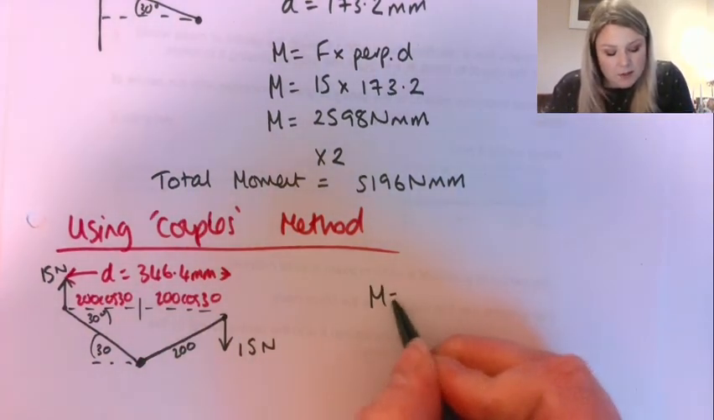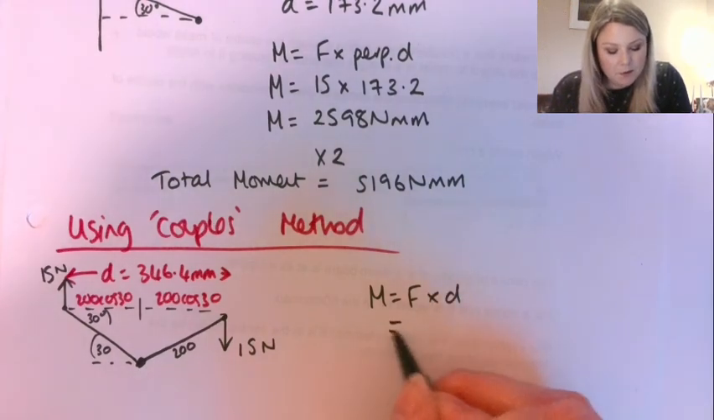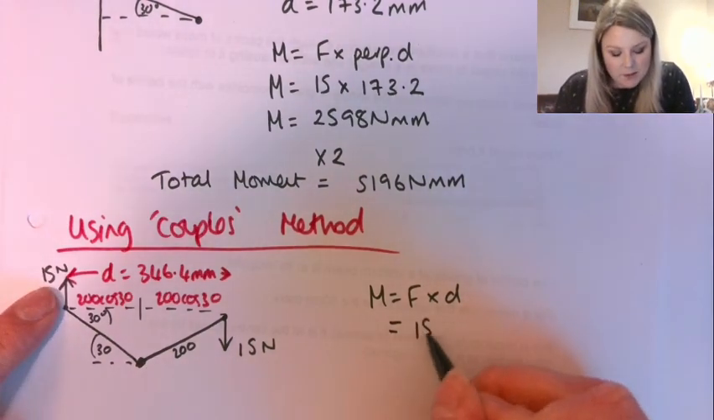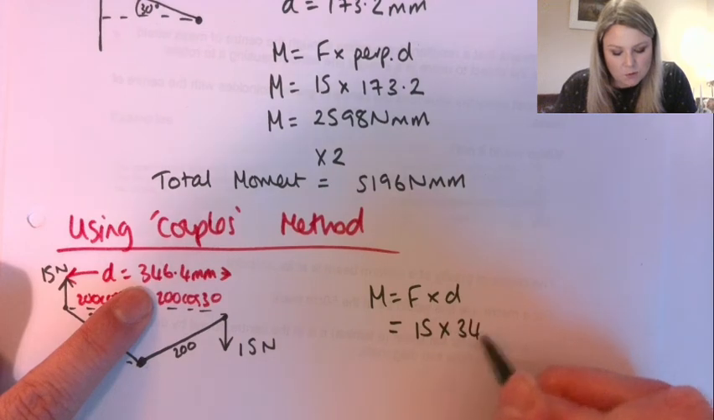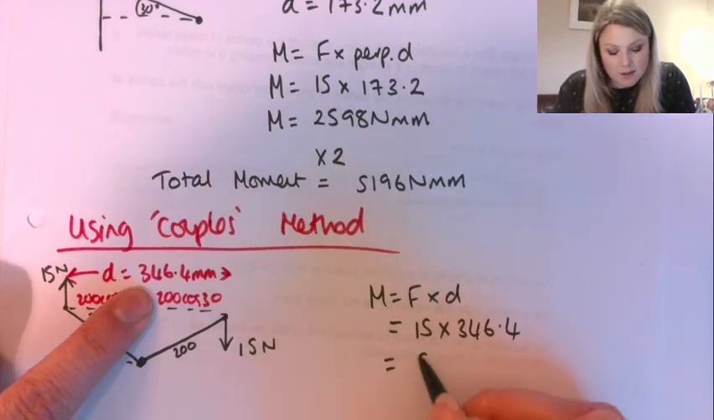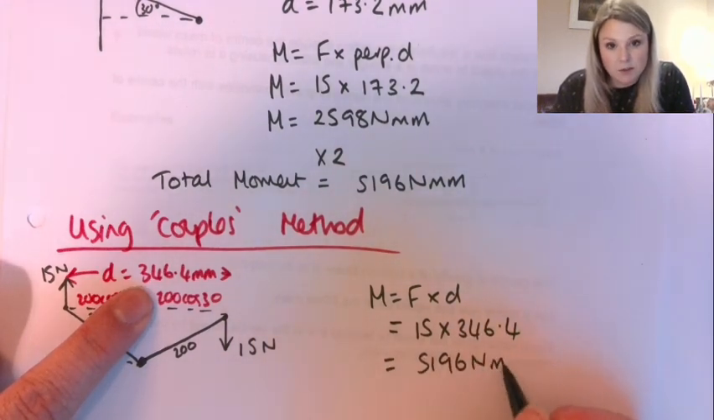Moment equals force times distance. So the size of one of these is 15. The distance between them is 346.4, and that gets us 5196 Newton millimeters.